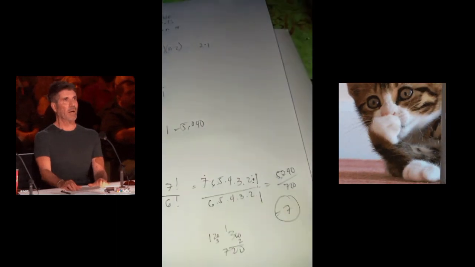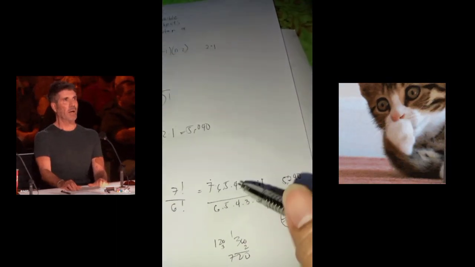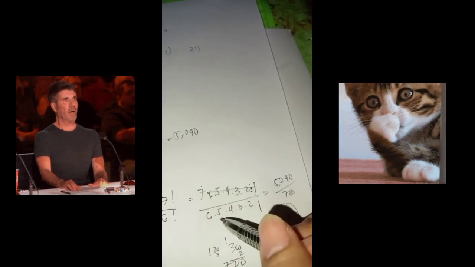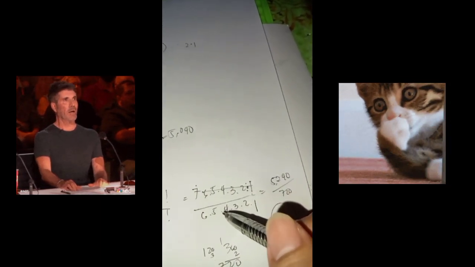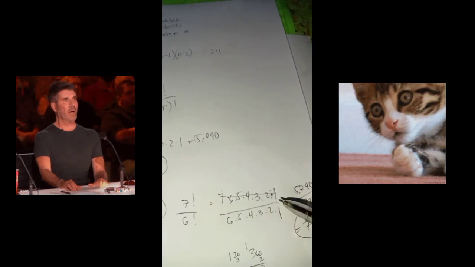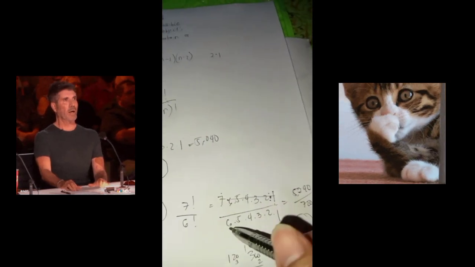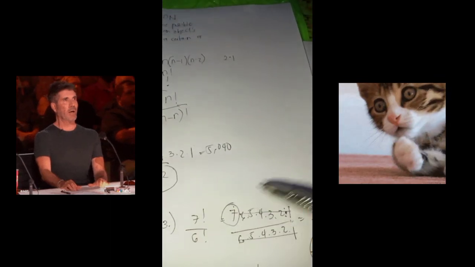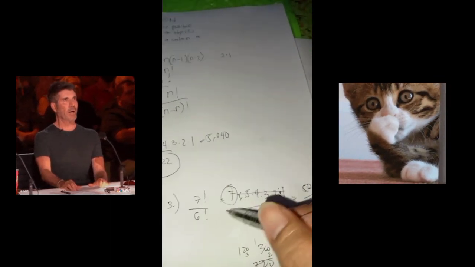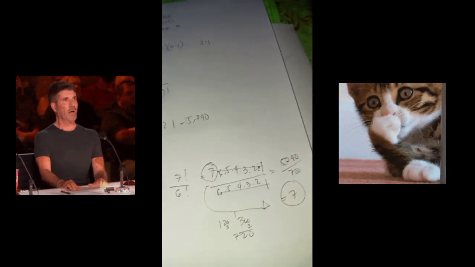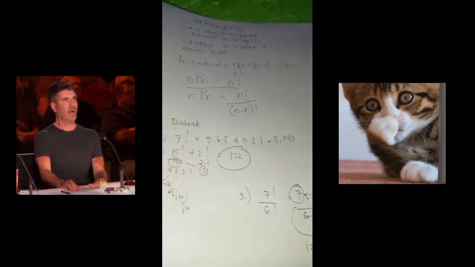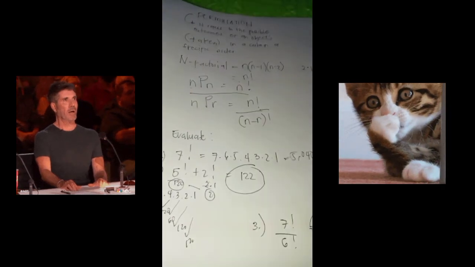It's the same as when you cross out the 6 times 5 times 4 times 3 times 2 times 1 from the numerator against the 6 times 5 times 4 times 3 times 2 times 1 of the denominator, and the remaining number is 7. So therefore the answer is 7. They are the same. So that's the basic calculation involving n factorial.